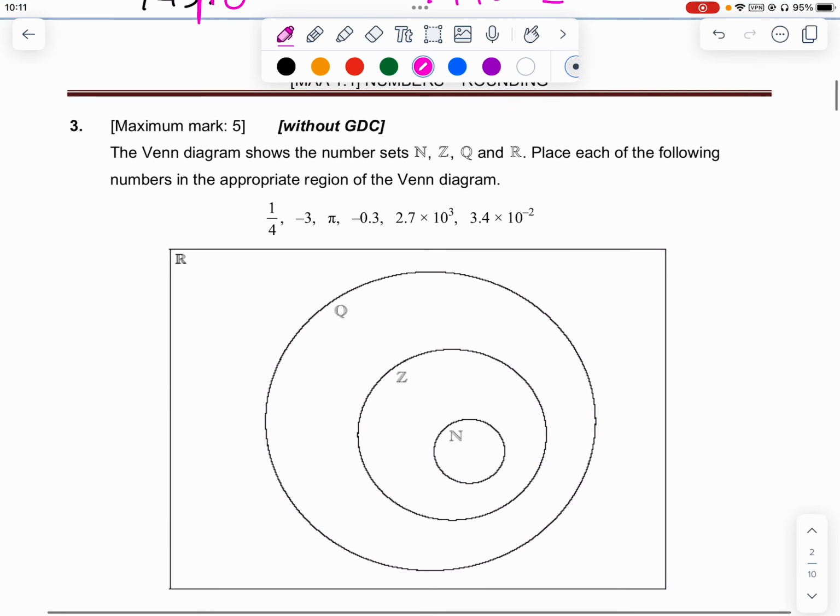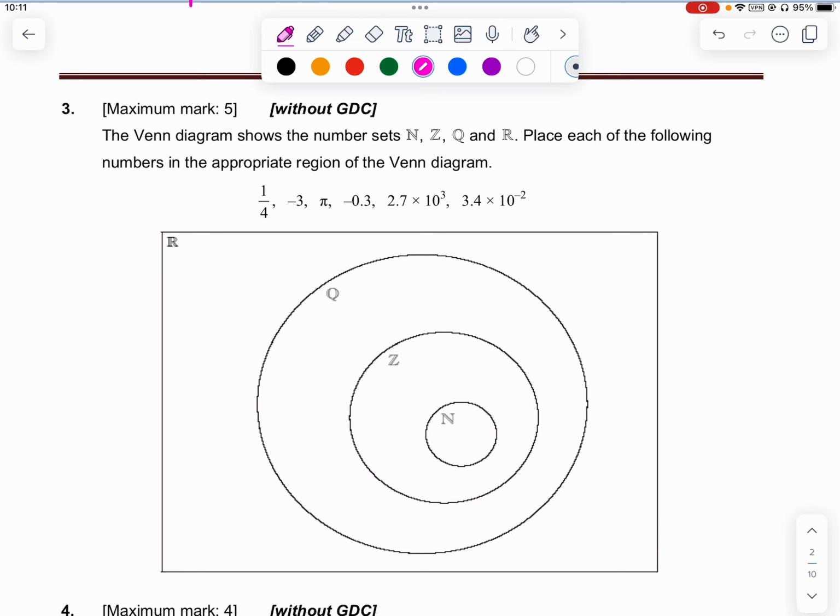Question number 3. The Venn diagram shows N, Z, Q, R. Place each of them. N is what? Natural numbers. Z is integers. And Q is rational numbers. And R is real numbers.